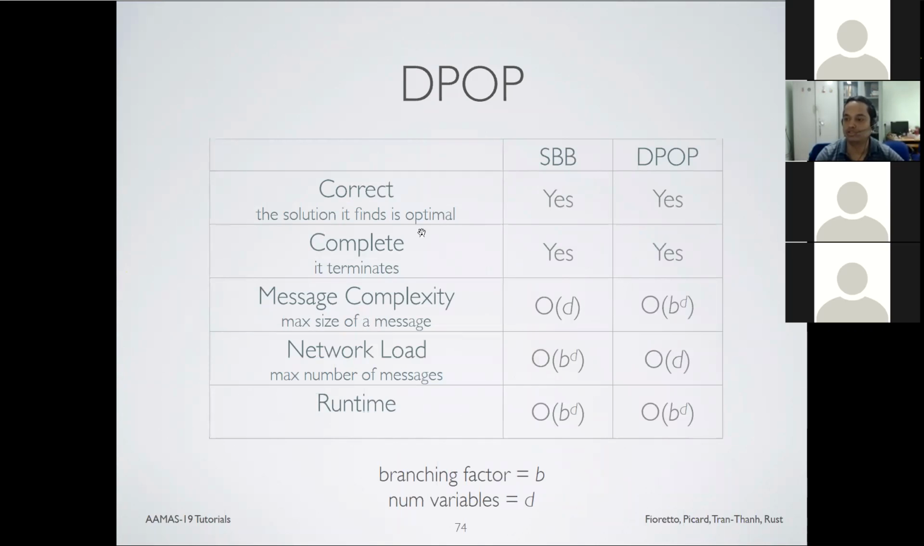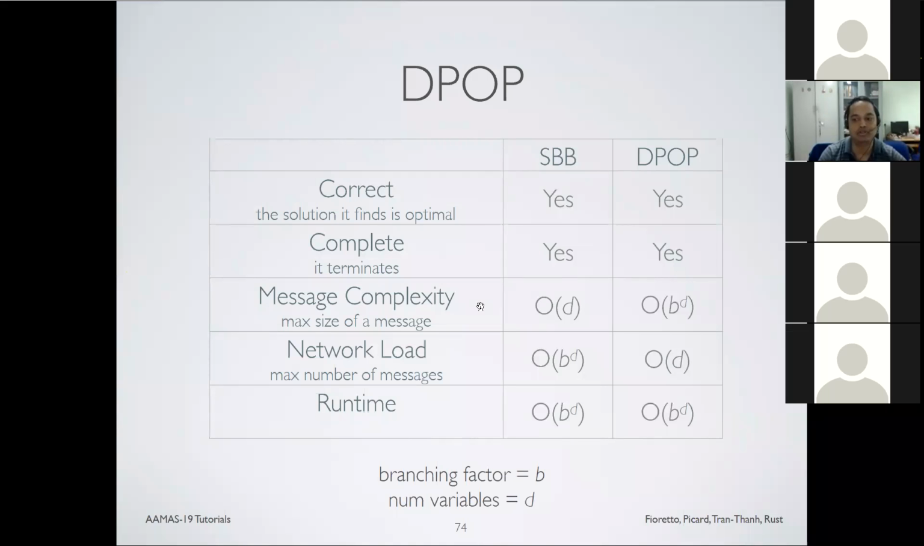Again, as I told you, this is a distributed algorithm. So apart from the runtime complexity, you need to think about the network load, that is the message passing complexity and message size. And this is a complete algorithm. Under the complete algorithms, both SBB and DCOP come. They always find an optimal solution. If you wait for the termination of the algorithm, it will give you the complete result, the optimal result.